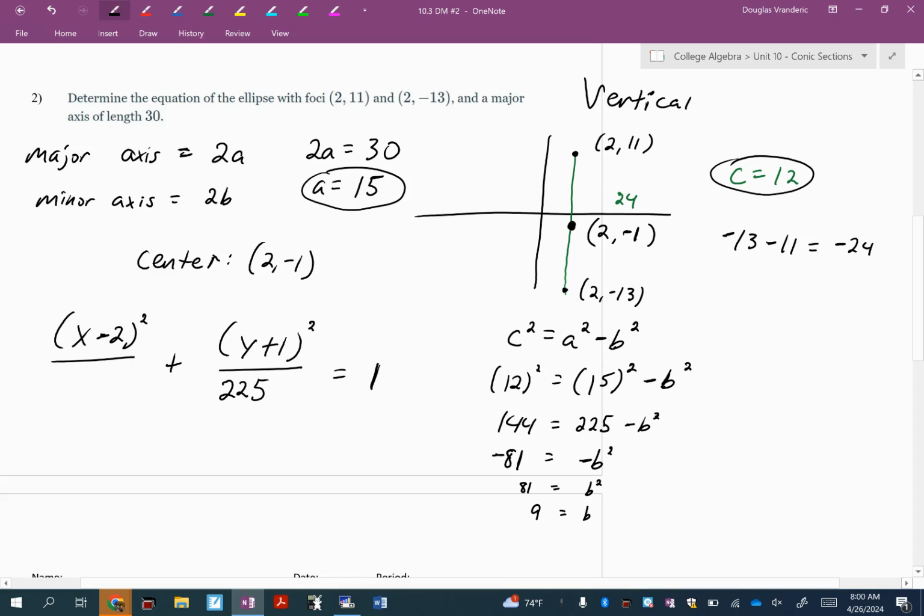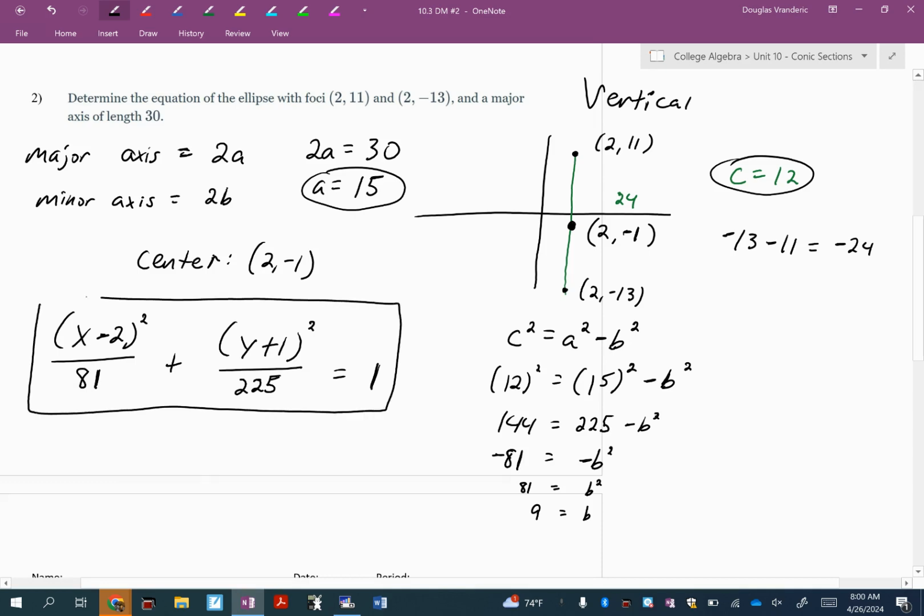Go ahead, Luke. Which one? No, it's supposed to be Y plus 1 because the center is -1. You can. And then my B squared, or B is 9, B squared is 81. So this is the answer.